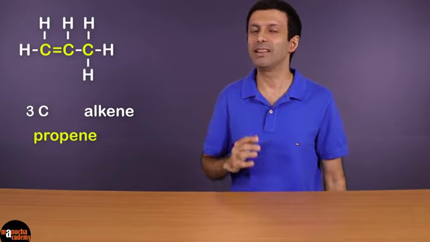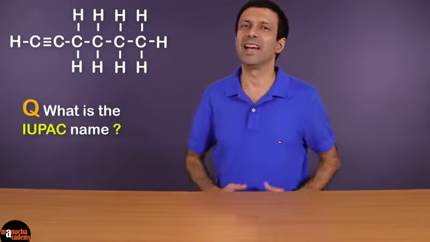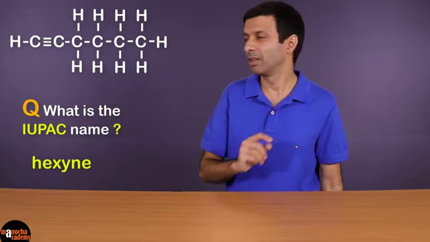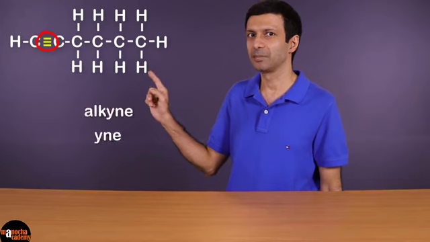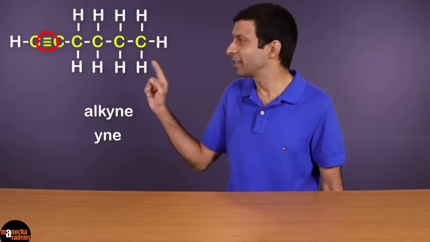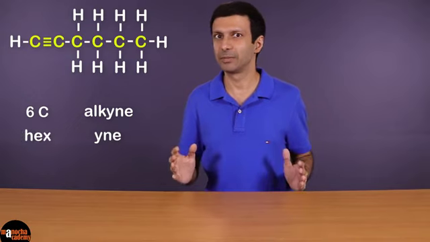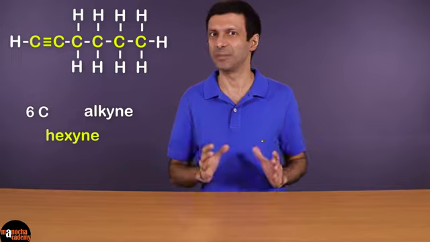Now let's go ahead and try another compound. What will be the IUPAC name of this compound? That's correct. The answer is hexyne. Can you see the triple bond? So it's an alkyne. And there are 6 carbon atoms here. So the name starts with hex. Now combining the two, we get the answer as hexyne.